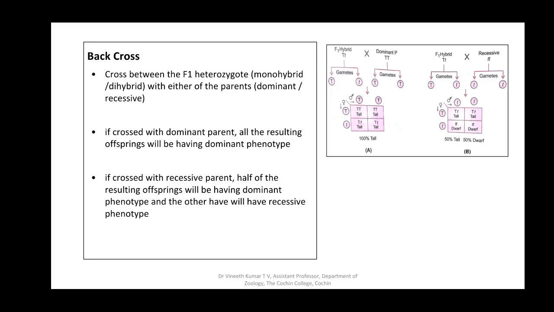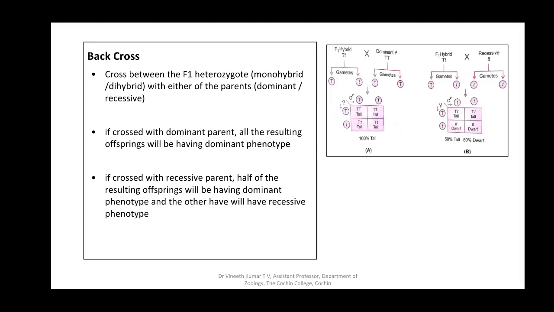In the last session, we discussed the four laws of Mendelian genetics, and now we are going to discuss some special kinds of crosses. We have three of them. One is the back cross, the other is called the test cross, and the last is called the reciprocal cross. So we will directly move on to the cross called the back cross.